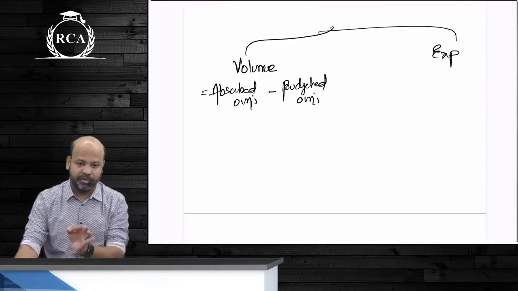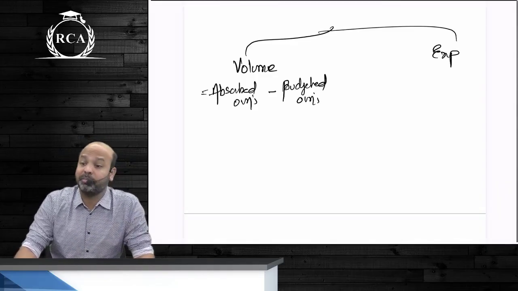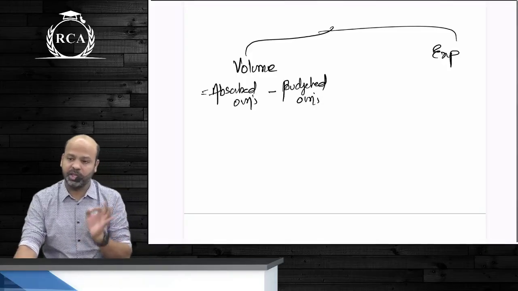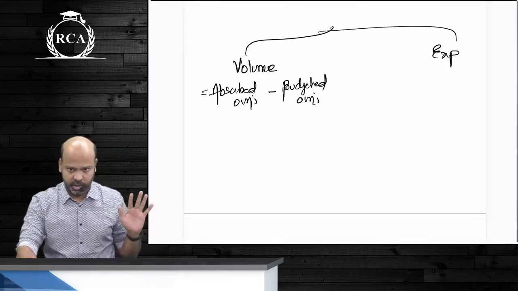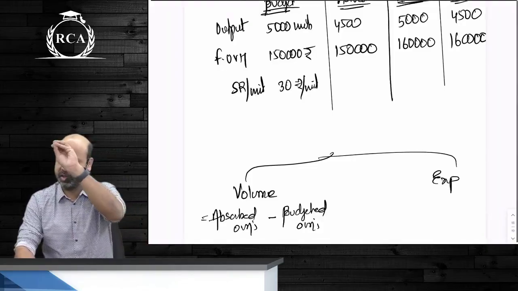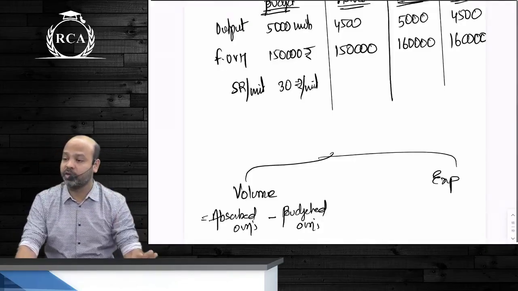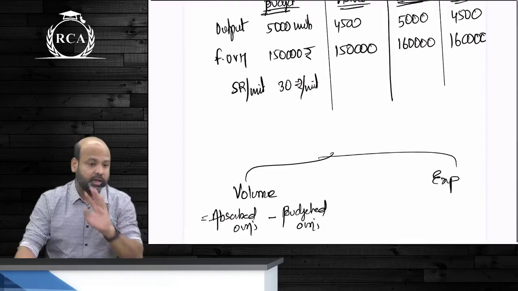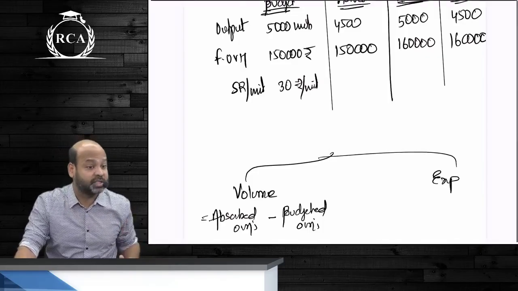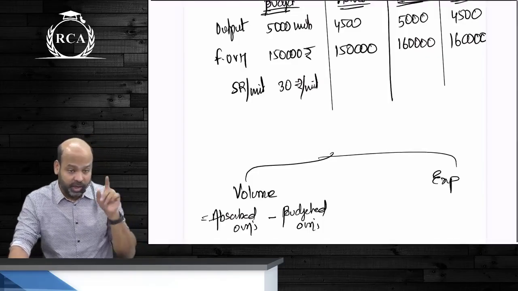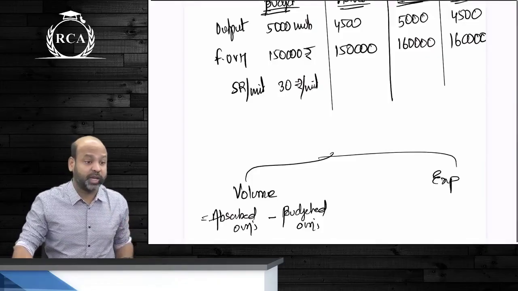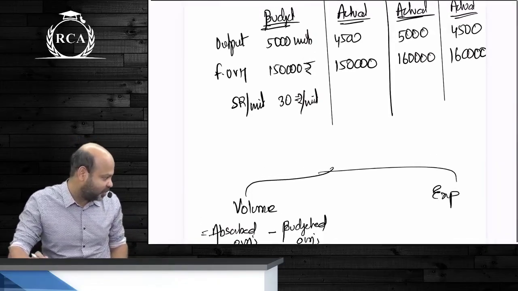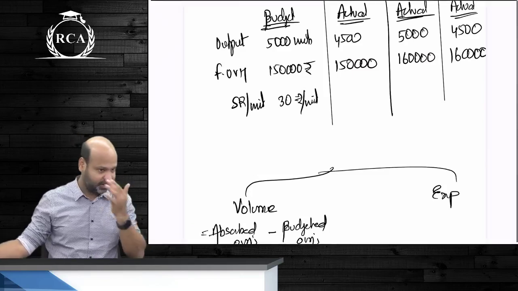If I am manufacturing an output level equal to my budgeted level, I would have absorbed budgeted overheads. अगर मैं 5000 units manufacture करता, my absorption would have been equal to 1,50,000. Then there should be no variance on account of change in volume. I will get a variance on account of change in volume if my output level does not match with the budgeted output level.